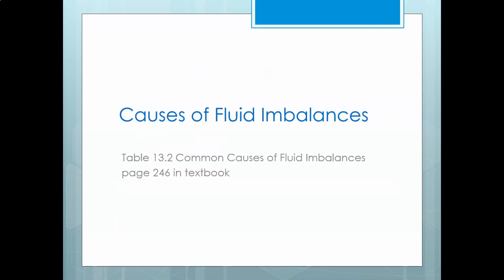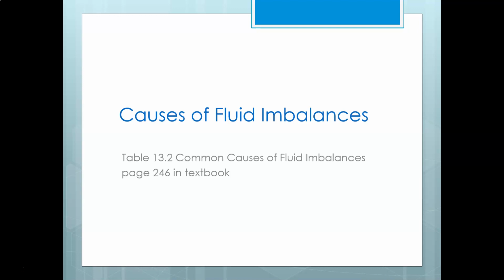So let's take a moment and look at table 13.2 on page 246. It talks about the common causes of fluid imbalances. Dehydration, or not having enough fluid, can be from a hemorrhage, vomiting, diarrhea. It can be from profuse sweating, burns, GI suctioning, diabetes insipidus, impaired thirst. A lot of times people with fever will be dehydrated. So what you need to do is think about what are the disease processes that I've already learned about that can cause dehydration.